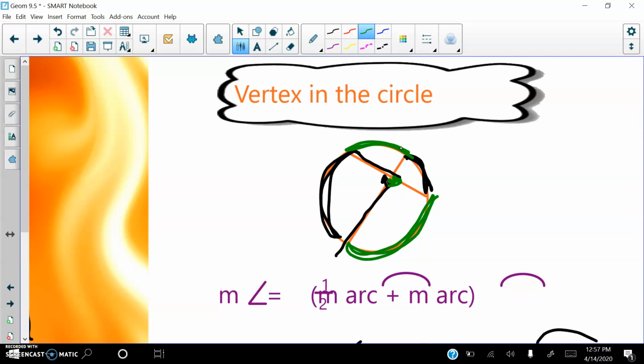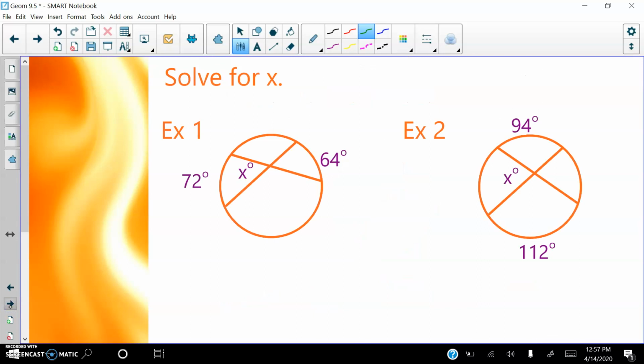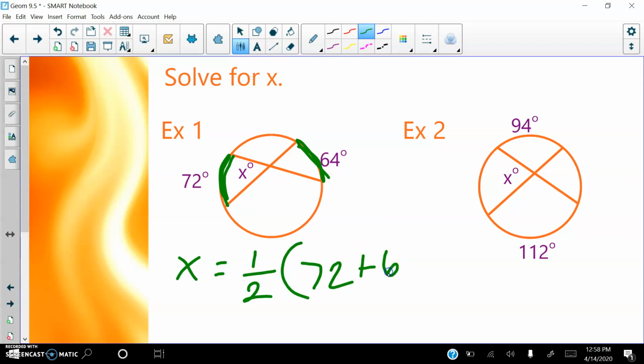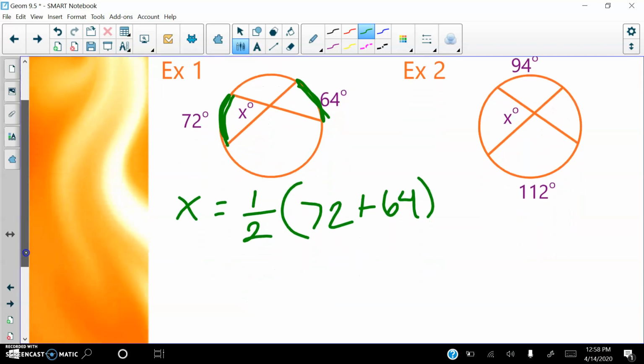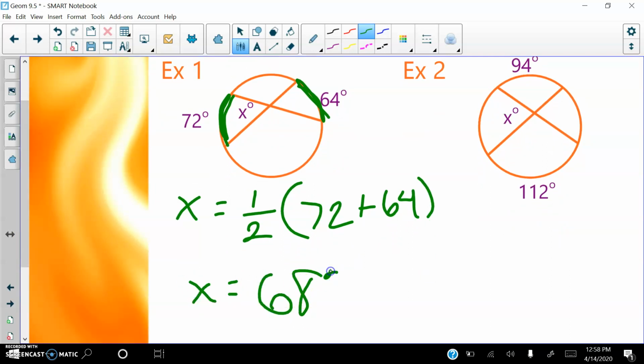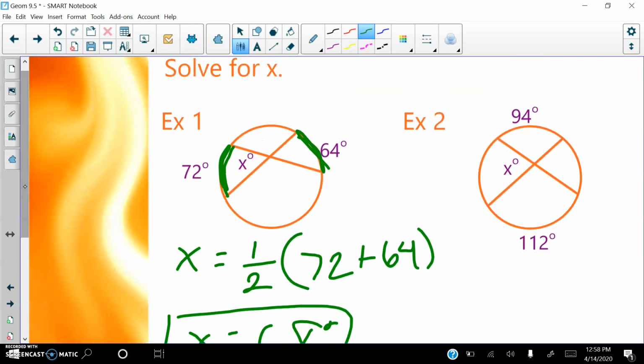So let's go over a couple of examples. I need to find this angle, and I'm given this arc and this arc. So x is going to be 1/2 times 72 plus 64. And if my math is correct, we take the average of those and we get 68 degrees. I didn't want to do this on my whiteboard because I would be doing a lot of erasing, and my drawing skills of circles are not the greatest.